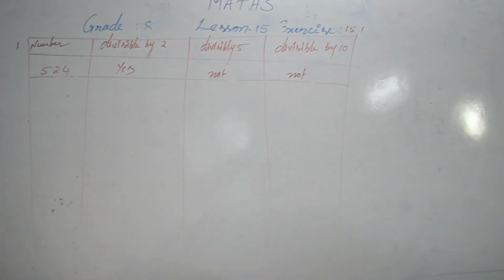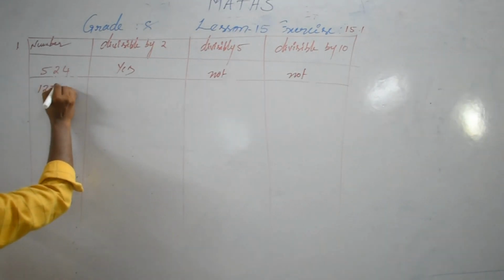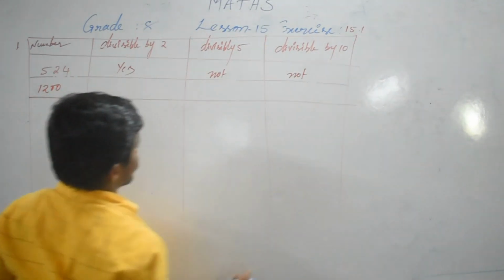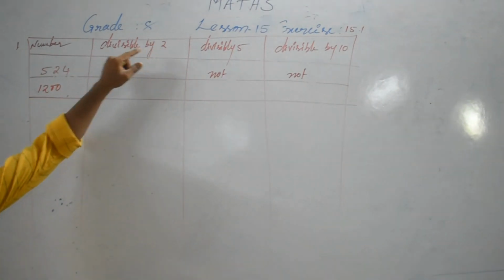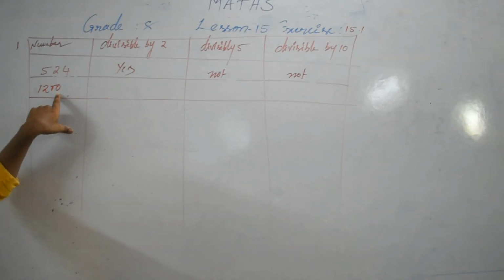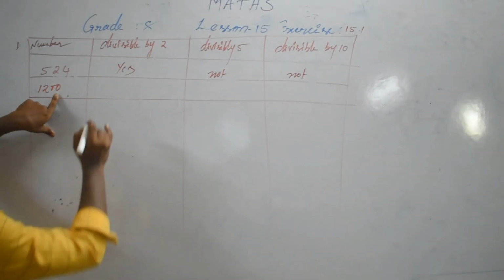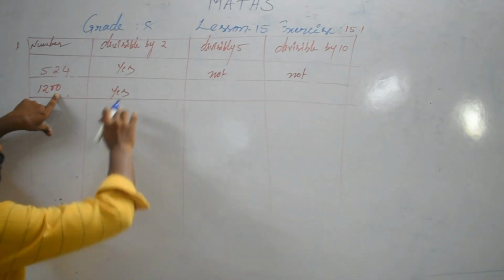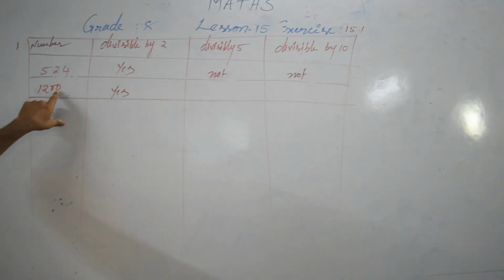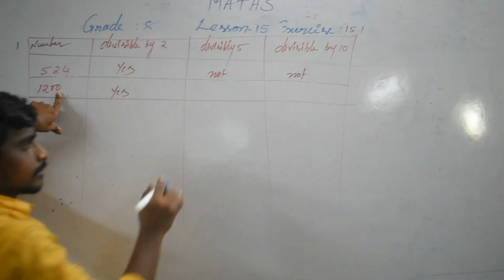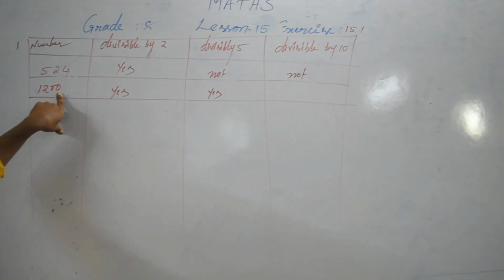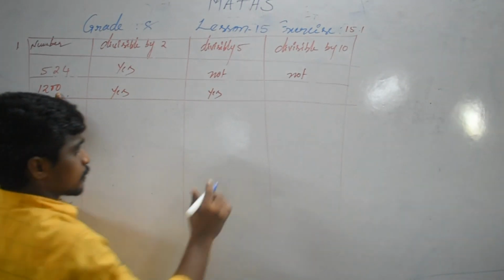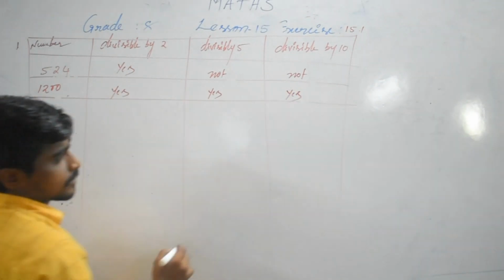Next one, 1200. So here ones place. What is the 2 divisibility rule? In ones place an even number. So 0 is an even number, so this is divisible by 2. Next, divisible by 5. In ones place 0 or 5. Here 0 is given, so this is also divisible. What is the 10 divisibility rule? In ones place 0. Here 0 is given, so this is also divisible.